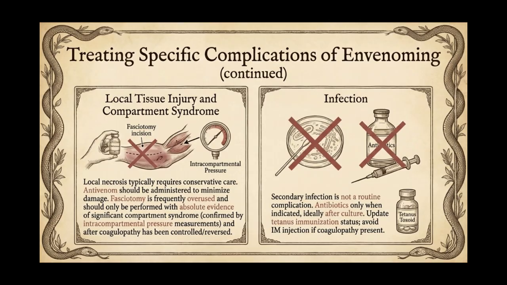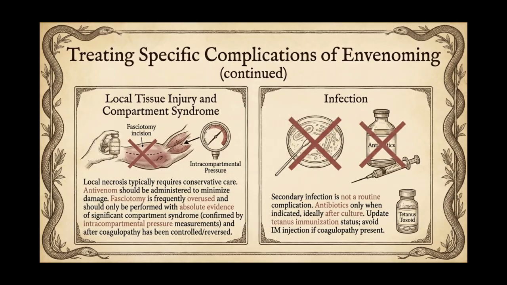Surgical procedures such as fasciotomy, which is used to relieve pressure, are often overused in the management of snakebites and can lead to long-term functional deficits. This procedure should only be performed when there is clear evidence of significant compartment syndrome, such as confirmation by intracompartmental pressure measurements. Additionally, any coagulopathy should be controlled or reversed before considering surgery.